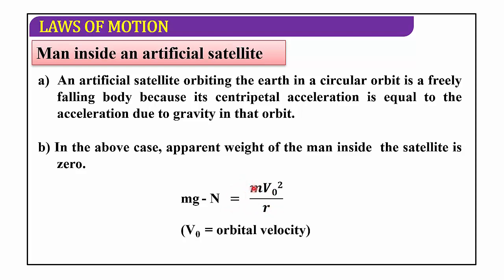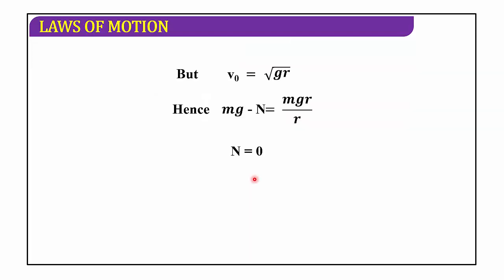Here v naught is the orbital velocity, because the satellite is revolving around the Earth with orbital velocity v naught. You have studied this in the gravitation chapter. But what is the value of v naught? v naught is the square root of g into r. Substitute here: mg gets cancelled, r gets cancelled. So the final value is N equal to 0. That's why, when a man is inside the satellite, the apparent weight of the man is equal to 0.